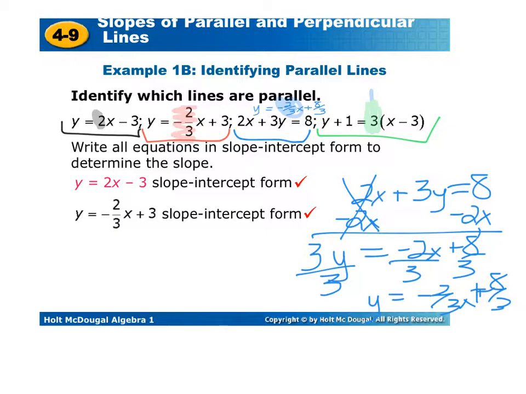Red and blue. Okay, so these 2 equations, I'll highlight them in yellow. The red and the blue are parallel because they have the same slope. You will have questions like this on the quiz next week. You will have to rearrange it into slope intercept form first. You're going to have to work for it.